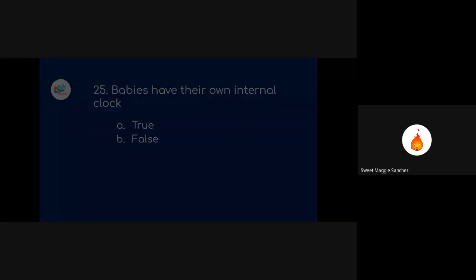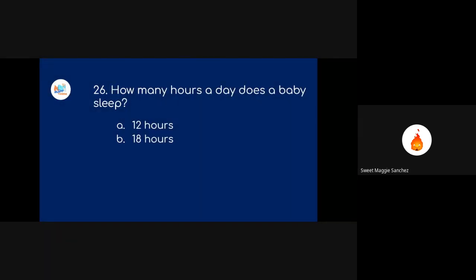Okay, timer stops. Question 26. How many hours a day does a baby sleep? Is it A, 12 hours, or B, 18 hours?